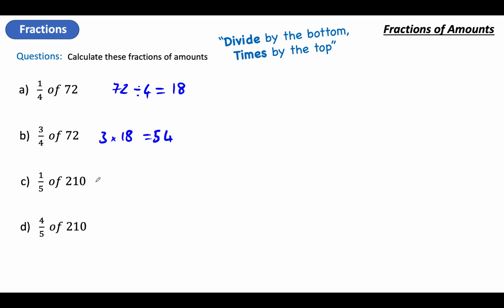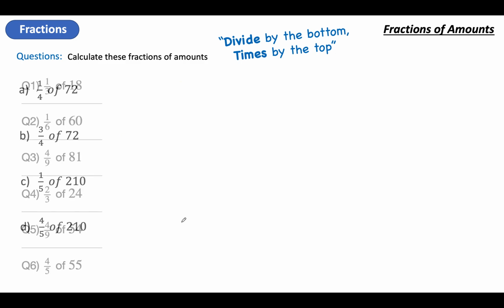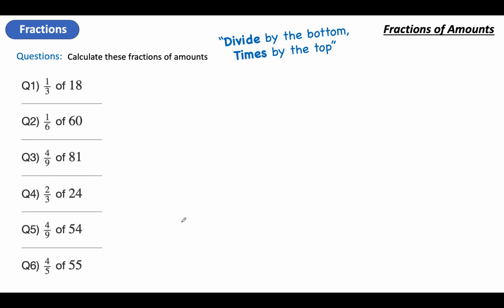All right, what about 1/5 of 210? Well, the first thing, divide by the bottom. Divide it by the 5 to find out what 1/5 is. And 1/5 is 42. But I want 4/5, so I need 4 lots of 42, which is 168. Well done if you got those. So divide by the bottom to cut it into pieces, and then times by the top to get as many pieces as you need. Right, there's some more questions, 6 questions.